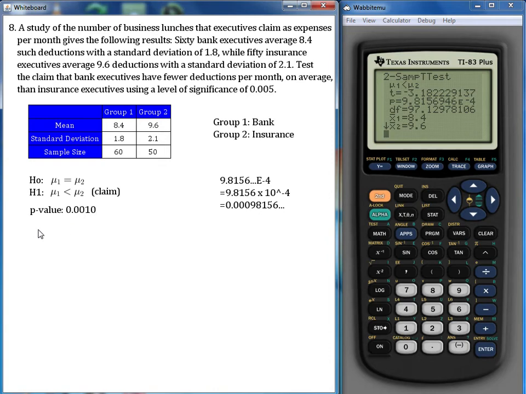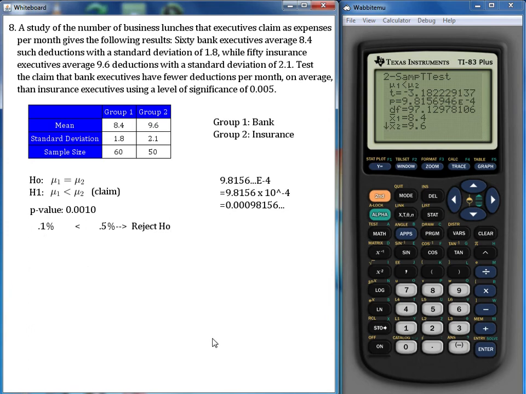Now, as a percentage, that's still pretty small. It's 0.1%. And I'm comparing that to my alpha level, which is the same thing as your level of significance. And that's going to be 0.5% if you change that into a percentage from a decimal. But 0.1 is less than 0.5. So my decision here is to reject the null hypothesis.